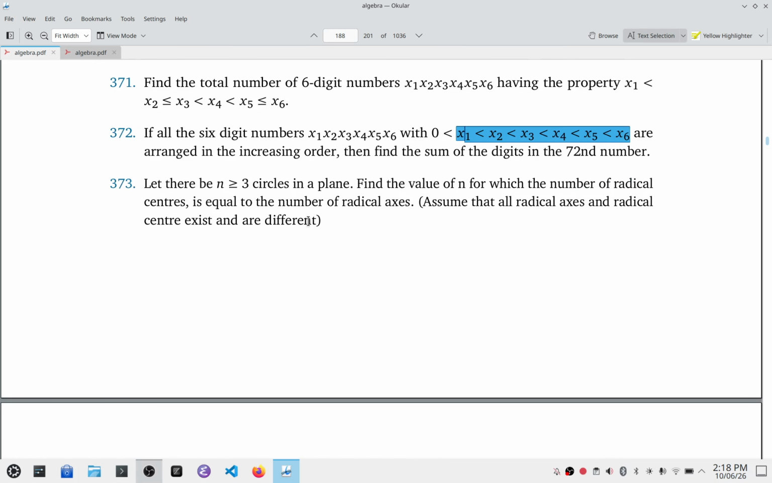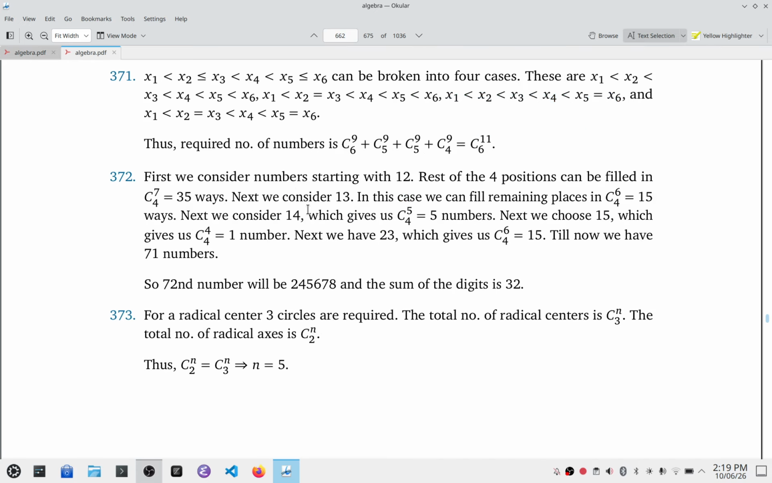Now to solve this question, you need to know what radical axes and radical centers are. We have not yet studied coordinate geometry, and if you have not studied coordinate geometry on your own, then you cannot solve this problem. It is a very easy problem, but you cannot solve it unless you know what radical axes and radical centers are. So you can skip this question and come back later when you have solved coordinate geometry.